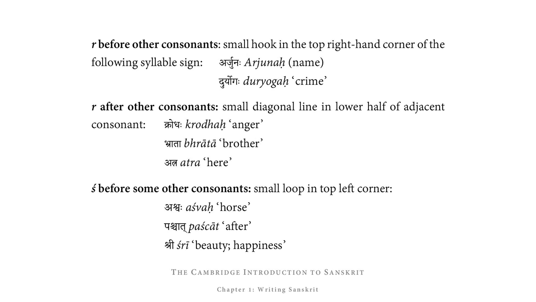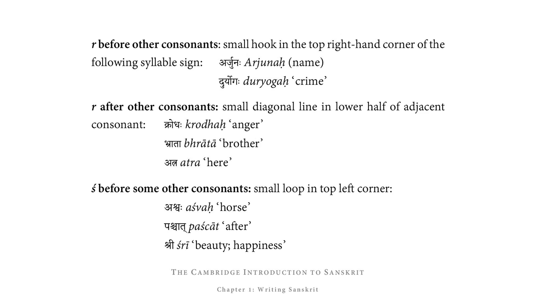And this rabbit ear, which is also above the main line, and the hook that indicates the R compete for space. And this is sometimes a little confusing, but the way that you need to read this is the R first. The hook indicates an R before another consonant. So you read the R first, then you read the other consonant, the consonant underneath, which is Y, and then you read the sign for the O, which is the vowel that follows the Y. So R-yo in duryogach, crime.